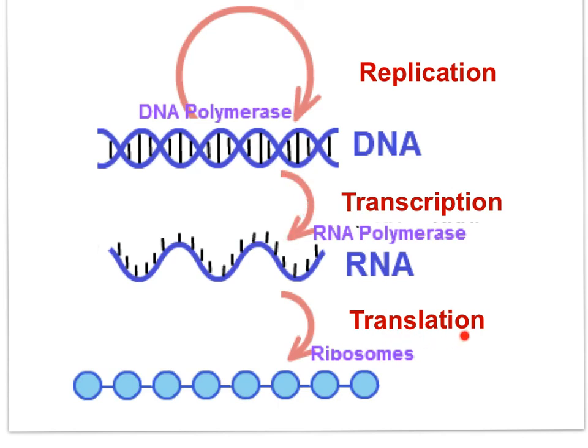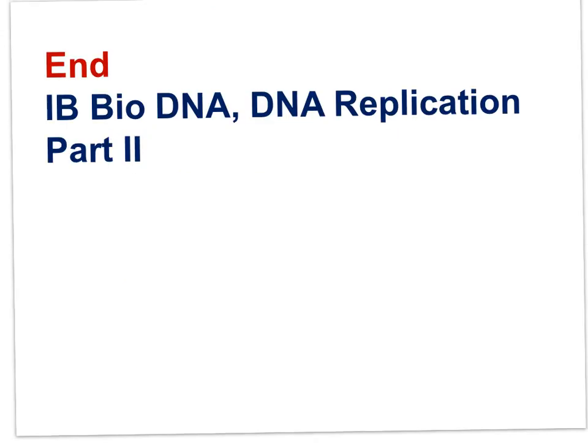And in translation, the ribosomes, large enzymes, catalyze the synthesis of a polypeptide from an RNA template. And that brings us to the end of DNA structure, DNA replication part 2. In DNA structure, DNA replication part 3, we will look at the details of DNA polymerase, as well as 4 other enzymes important to the replication process.